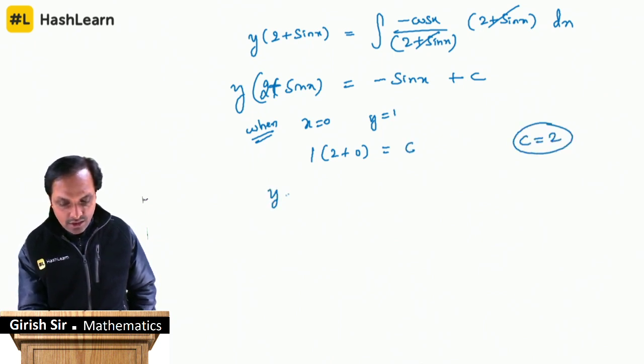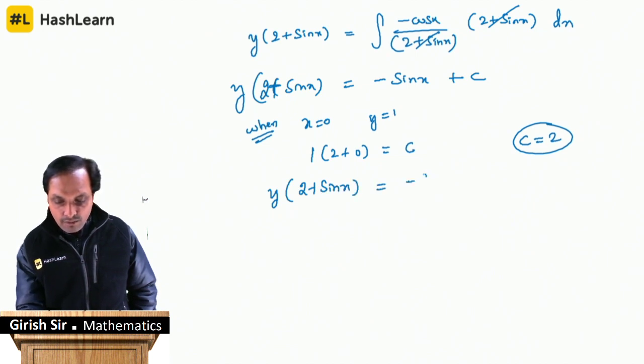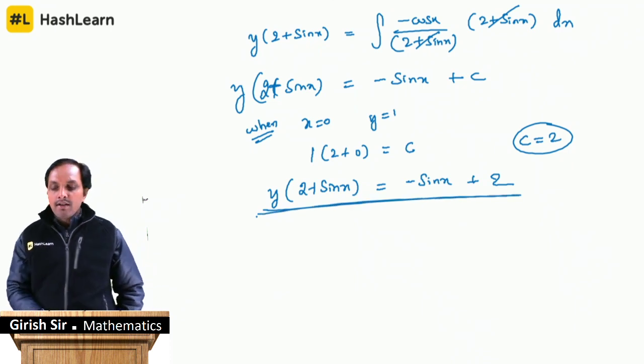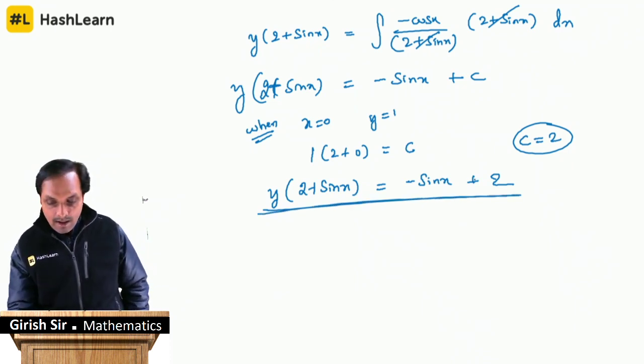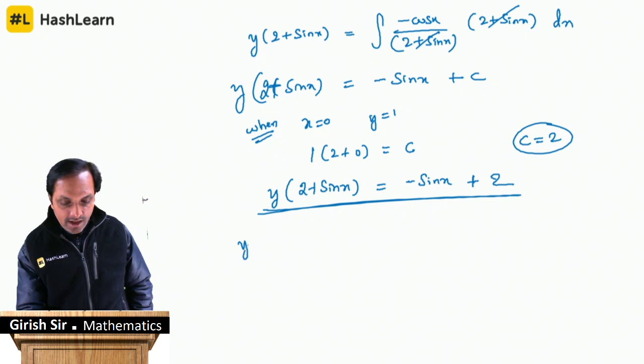So our solution becomes 2 plus sin x, y is equal to minus sin x plus c, and c is 2. We have to find what is y of pi by 2.